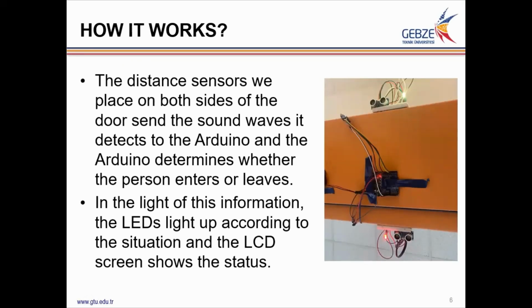As you can see in this photo, these 2 sensors emit sound waves periodically from the front side and the back side of the door. When there is an activity in front of these sensors, the Arduino takes this activity as an entry or exit. And the Arduino gets these activities as input and shows the output on the LCD screen. But what happens when someone enters the place? Let me explain in the next slide.